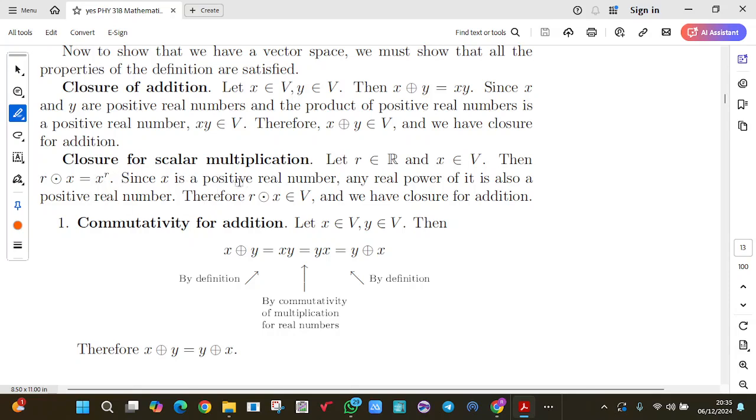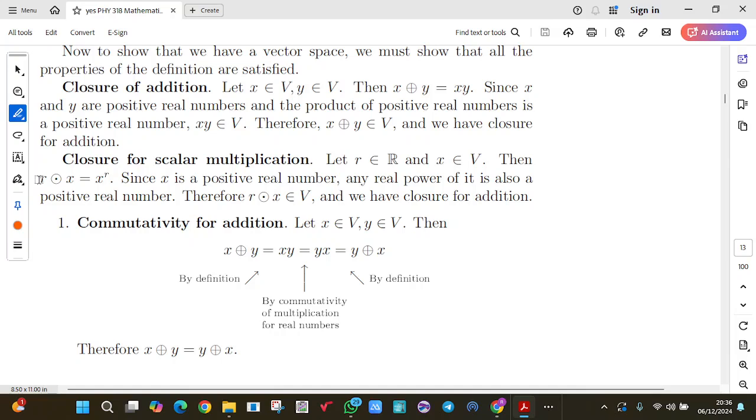Now, closure for scalar multiplication. Here again, we'll talk about scalar multiplication. I've told you that whenever I give you something to test whether it forms a vector space, just test for scalar multiplication and closure. If those two work, that means everything will work. Okay, sir. So let r belong to the set of real numbers, and x belong to the vector space V.